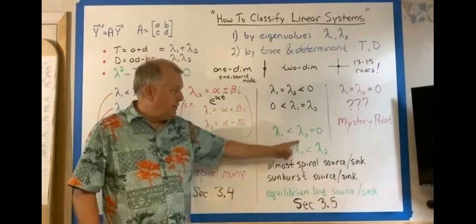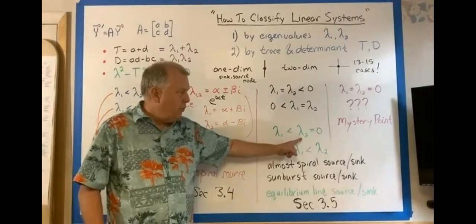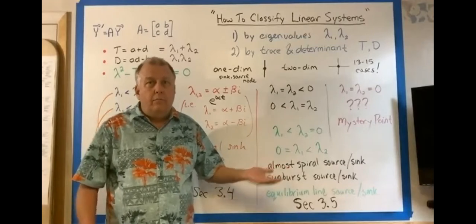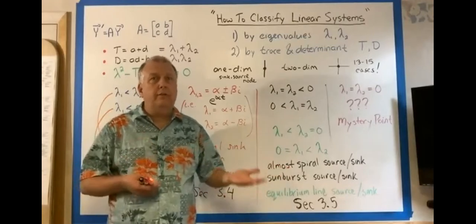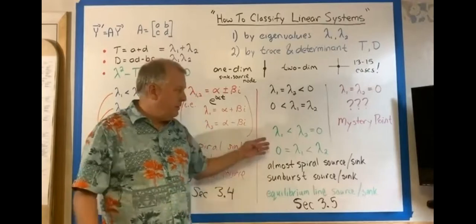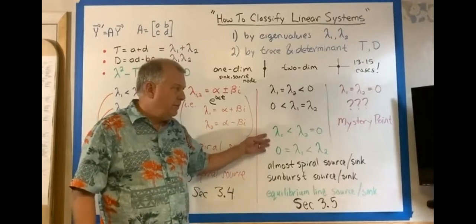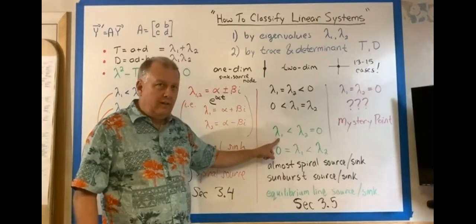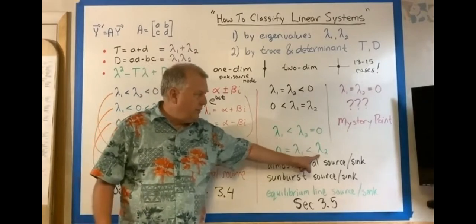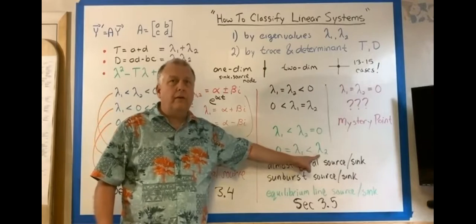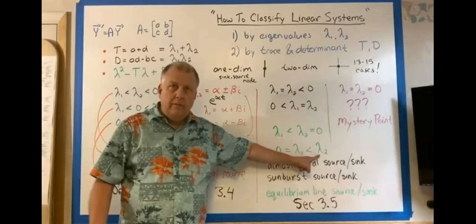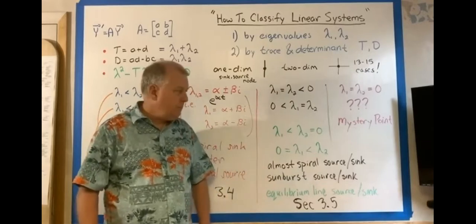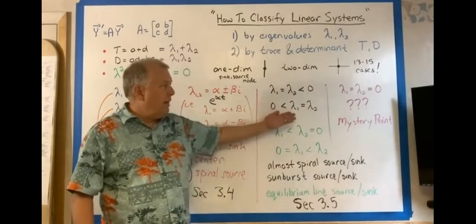Let's look at this case in green. What if one of the eigenvalues is zero? Well, then I have neither a growth indication or a decay indication in that space. Here's a negative eigenvalue, that's a decay indicator. Here's a positive eigenvalue, that's a growth indicator. But it's only one dimension of growth or decay. What am I lacking here?